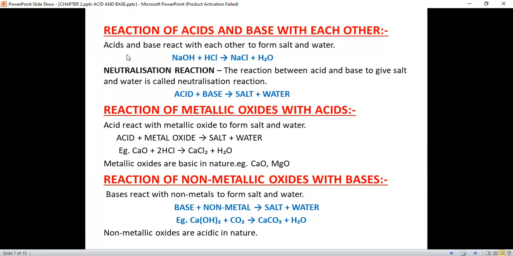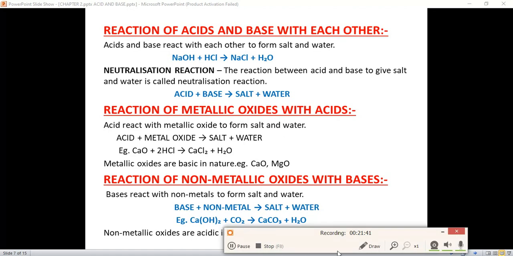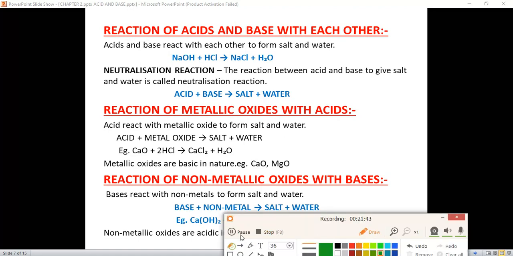Now come to our next topic, reaction of acids and bases with each other. How do acid and base react with each other? Acids and bases react with each other to form salt and water. Suppose we see through an example, NaOH. NaOH is our base, HCl is our acid. They will react with each other to form NaCl and H2O. NaCl is a salt and H2O is water.